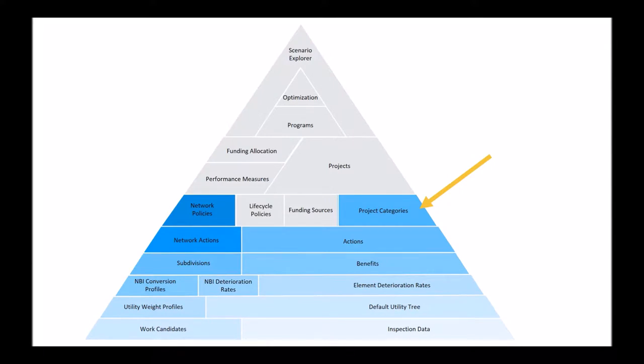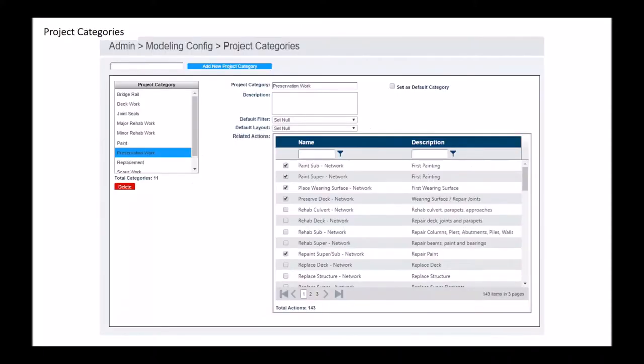Okay, now let's discuss these pieces which lead up to projects. I'm going to start with project categories. In the last video we mentioned that you can assign project categories to the different leaves of the network policies, which will help you sort through the different projects in your programs. And in this screen here is where you can define them.